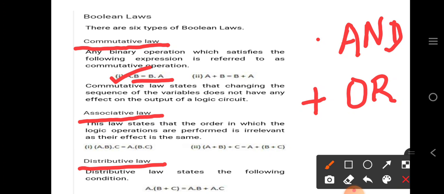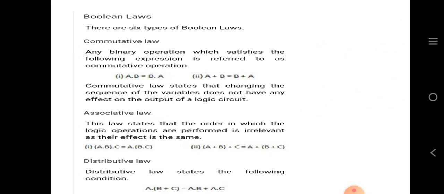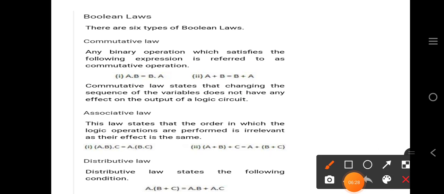So if you give two inputs A and B, then the output must be equal to the output of the gate having the inputs B and A. This is the very basic commutative law, that is A dot B is always equal to B dot A. It means it will not change if you reverse the inputs. Reverse means if you interchange the inputs.